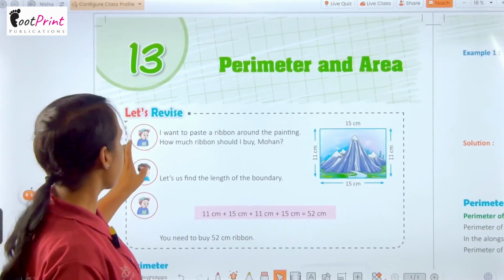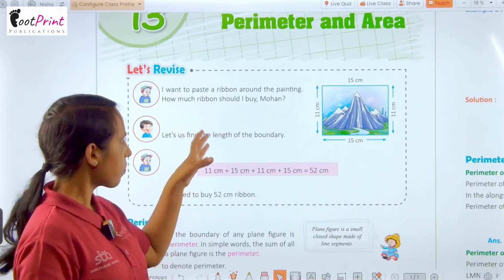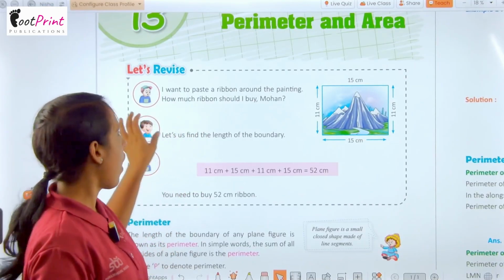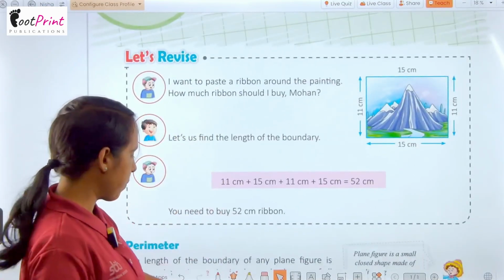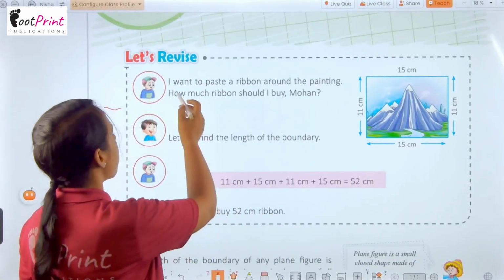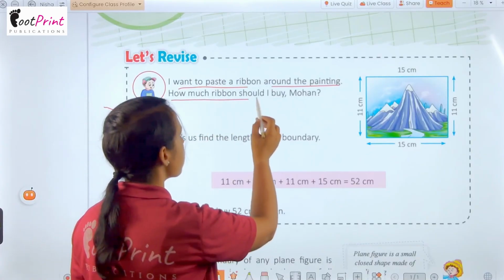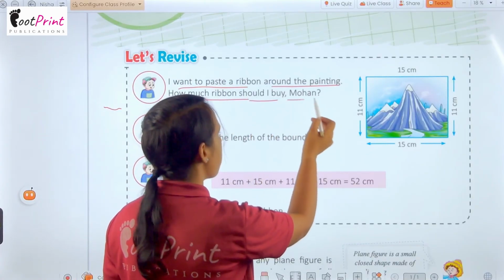Before starting, we have a revision exercise, by which you can check your previous learning. So let's start here. First one is, I want to paste a ribbon around the painting. How much ribbon should I buy, Mohan?